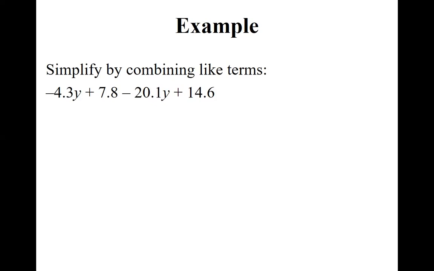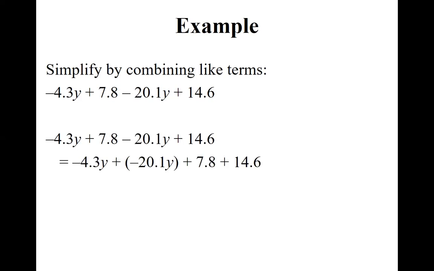Simplify by combining like terms. Negative 4.3y plus 7.8 minus 20.1y plus 14.6. We can move the terms around so that our y's are next to each other and our constants are next to each other. Be sure that when that 20.1y travels, it travels as the negative 20.1y that it is. The sign in front is attached. So we have negative 4.3y plus negative 20.1y.